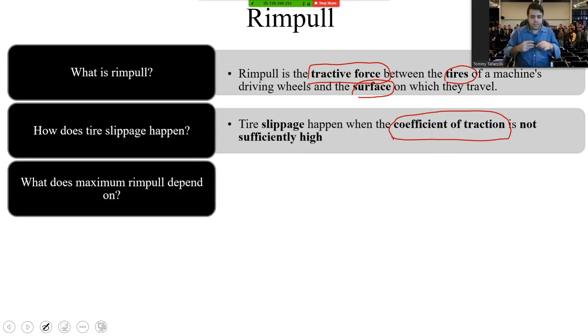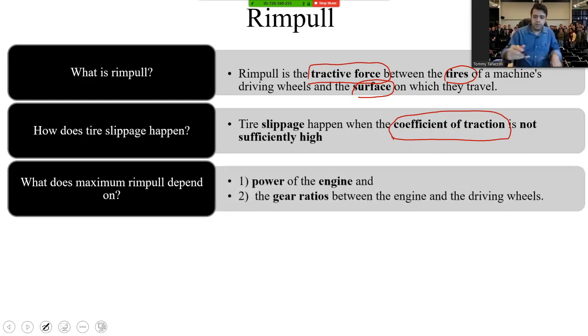What does maximum rim pull depend on? It depends on two factors. Number one is the power of the engine. Obviously, the more powerful your engine is, the better it can move the car, right? So it is directly related to the power of the engine. It is also related to the gear you're moving with. So can you make a guess which gear?